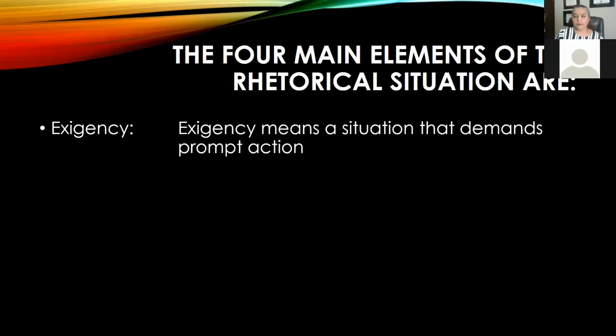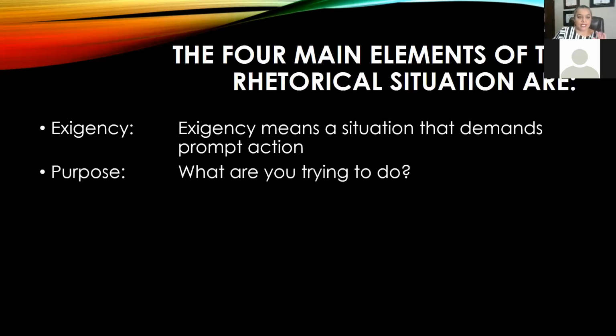Exigency is still going to play an important role in this assignment because without exigency, which means a situation that demands a prompt action, the need to write. What is that situation? What are those circumstances? Why did you find it important to write about a certain topic? What was the exigency? What was that need, that importance that this issue needs to be discussed? That is our exigency. And without exigency, we cannot have an argumentative piece of writing.